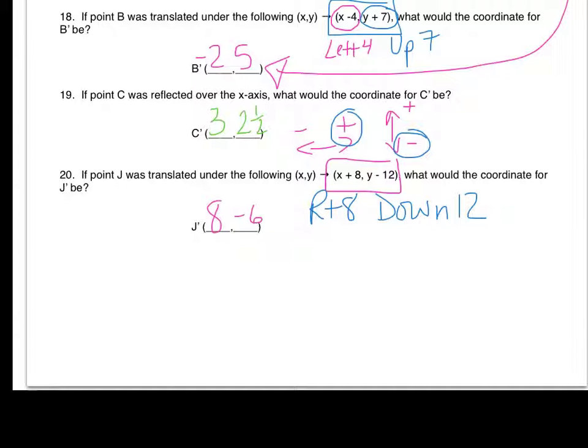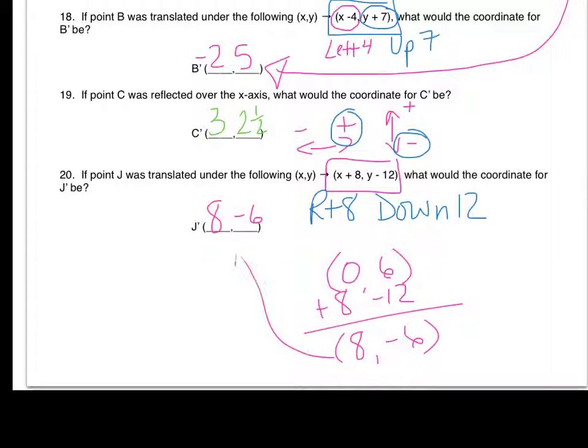And I can double check that because my original coordinate was 8, 6. So if I add 8 and subtract 12 like it told me to, this would be 8 and negative 6. So is that what I got? Absolutely, so I know I got it right.